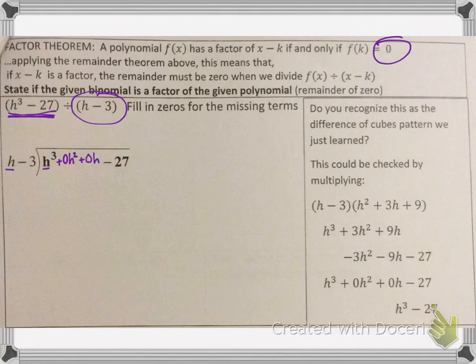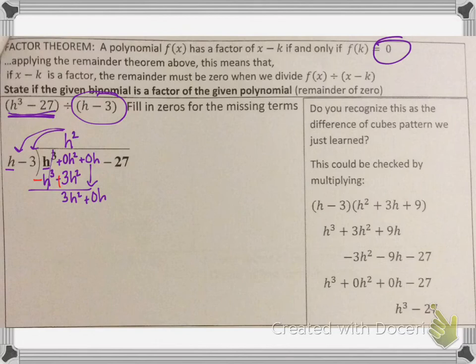H times what gives me h to the third? That would be h squared. H squared times h gives me h to the third. H squared times negative 3 gives me negative 3h squared. Let's change our signs. Negative, positive. Those guys cancel. I have 3h squared, and I'm going to bring down plus 0h.